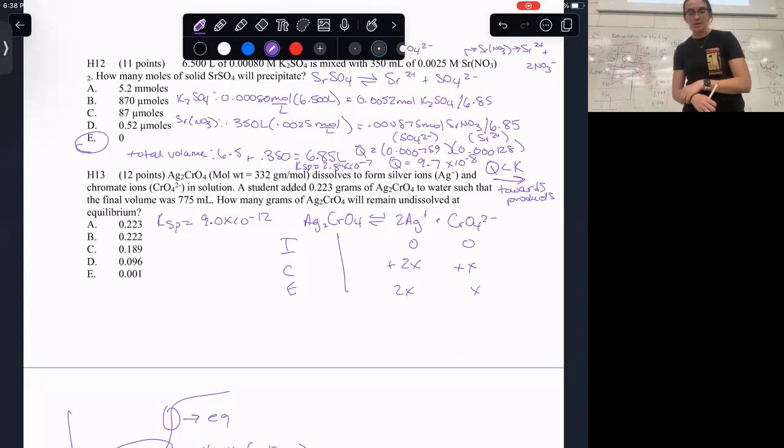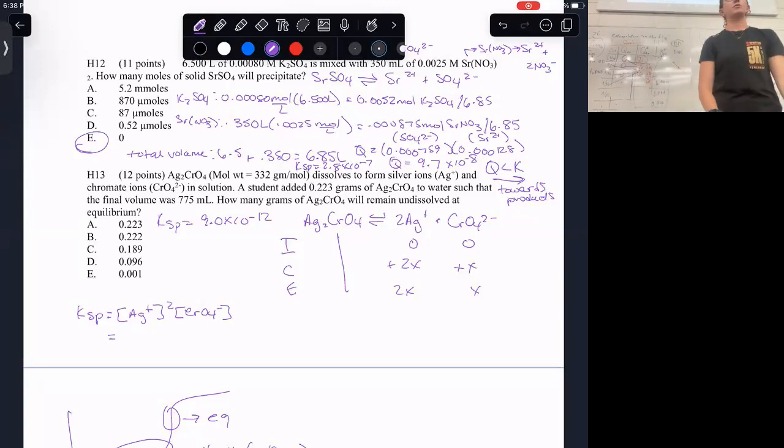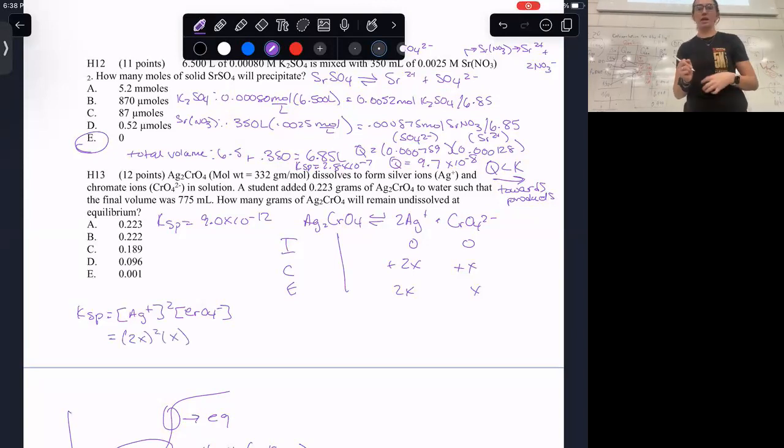When we plug into KSP now, KSP will be Ag plus squared, since we have a 2 as our coefficient, and then your chromate ion. So when you plug in your equilibrium values, this now turns into 2x squared times x equal to KSP, which is 9.0 times 10 to the negative 12.